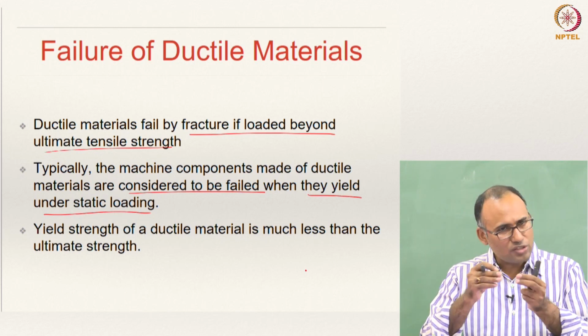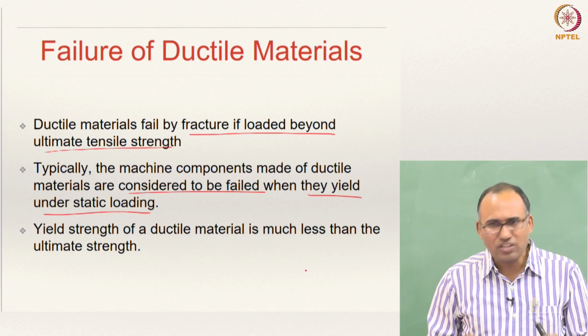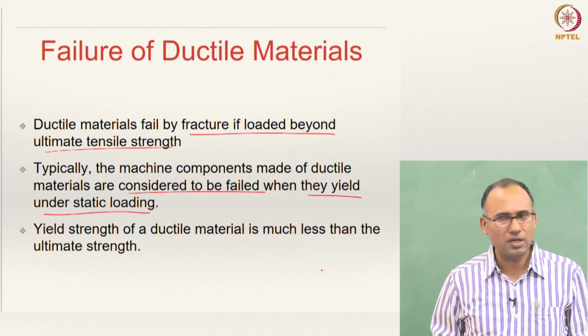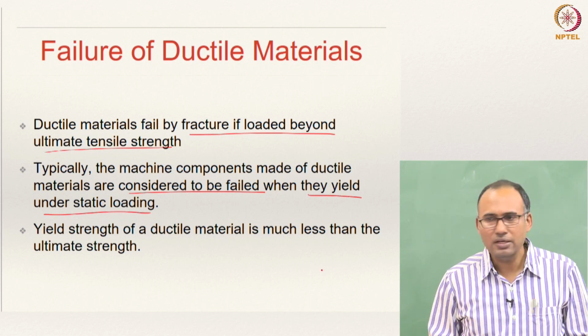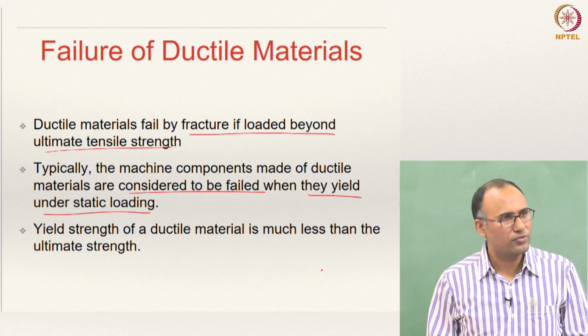Whereas for brittle materials, it is not possible to distinguish these two things. That is why we cannot use yielding as a phenomenon for them. Whereas for ductile materials, it better be yield as the phenomenon for failure. Okay.